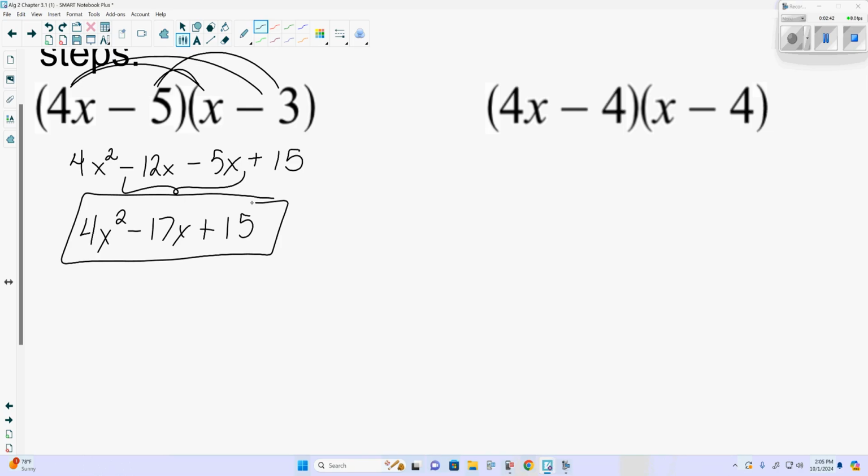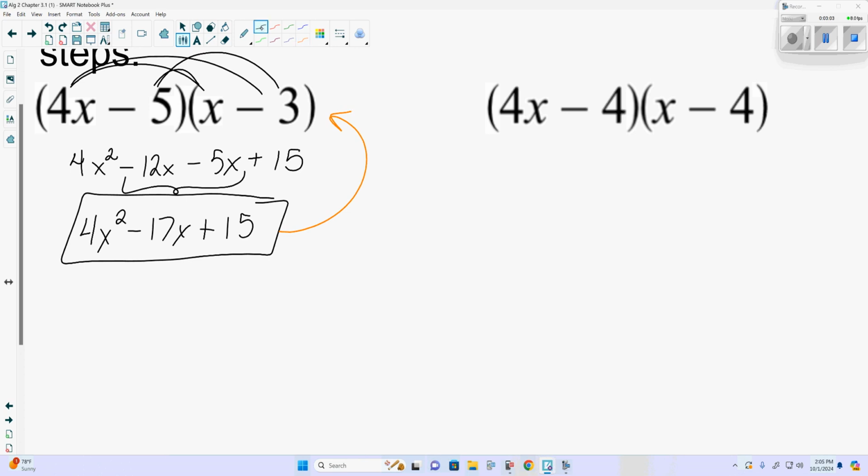And what we're going to be doing with factoring is we're actually going to start with our 4x squared minus 17x plus 15 and taking it back to our 4x minus 5 times x minus 3. We're going to be going the other way around. That's going to be factoring.